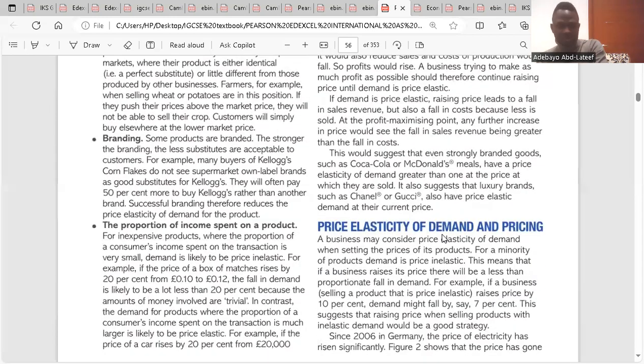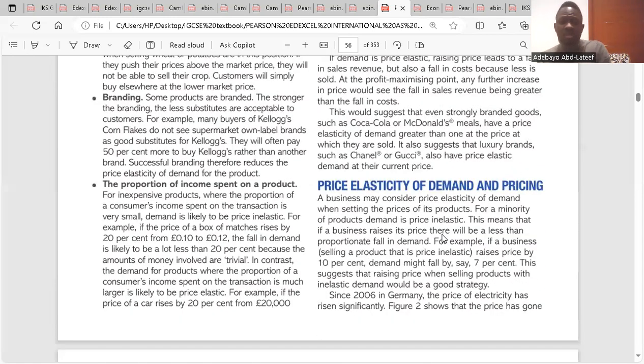Now we go to branding. Some products are branded. The stronger the branding, the less substitutes are acceptable to customers. For example, many buyers of Kellogg's cornflakes do not see supermarket own label brands as a good substitute for Kellogg's. They will often pay 50% more to buy Kellogg's rather than another brand. Successful branding, therefore, reduces the price elasticity of demand for the product.